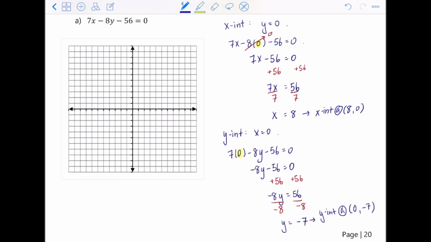And we're going to plot these points onto the graph here. So let's see, 8, 0. So 1, 2, 3, 4, 5, and 8 is here. So this is the x-intercept. And the y-intercept happens at 0, negative 7. So 1, 2, 3, 4, 5. This is negative 5 and negative 7. So this is 0 and negative 7. And let's just connect the points. And that's it.